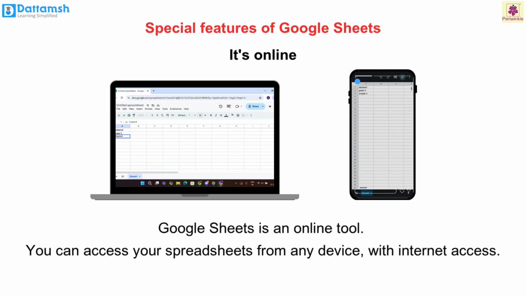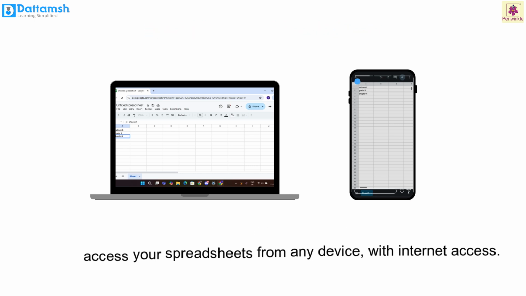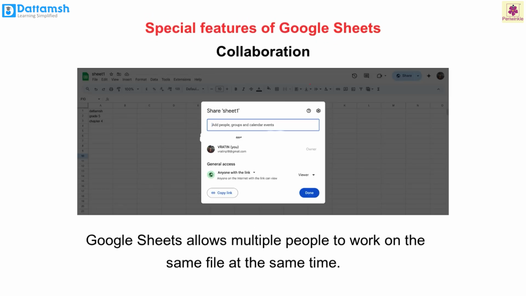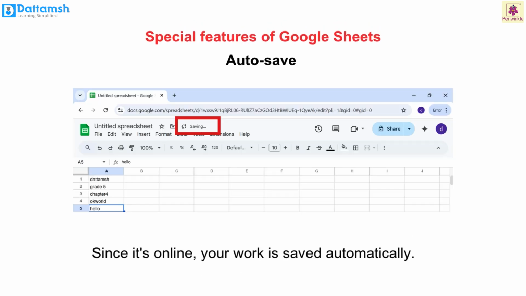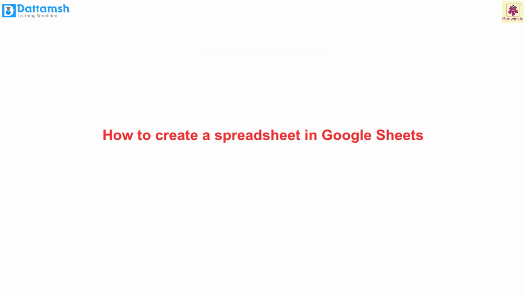Google Sheets is an online tool. You can access your spreadsheets from any device with internet access. Collaboration: Google Sheets allows multiple people to work on the same file at the same time. Autosave: since it's online, your work is saved automatically. Let's learn how to create a spreadsheet in Google Sheets.